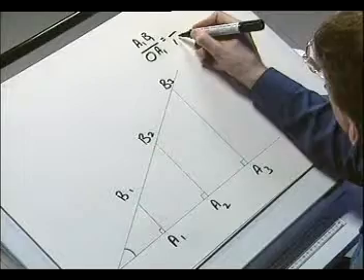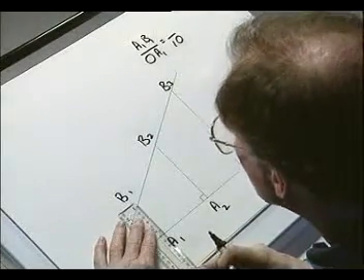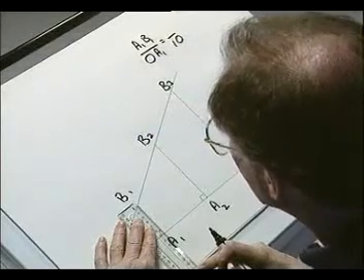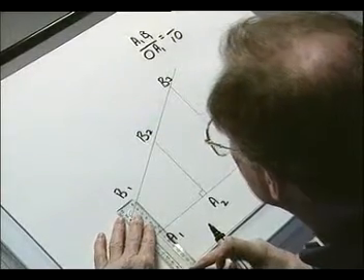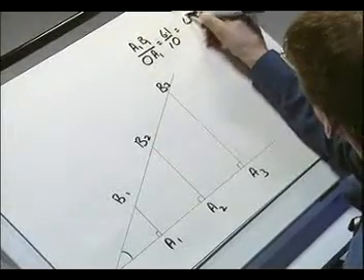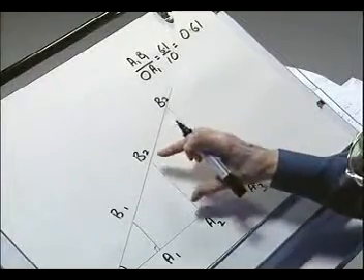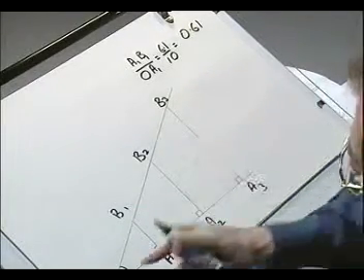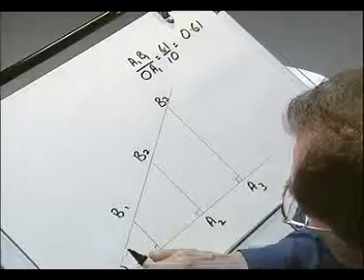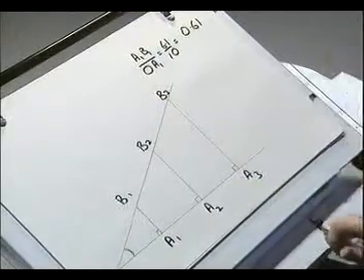Well, the bottom is definitely 10 centimetres. We've had that before. And if I measure this one with the ruler, it's 6.1 centimetres. So that's 0.61.